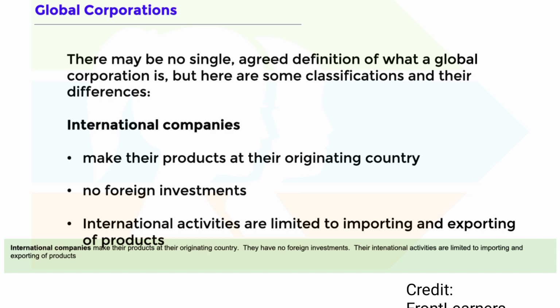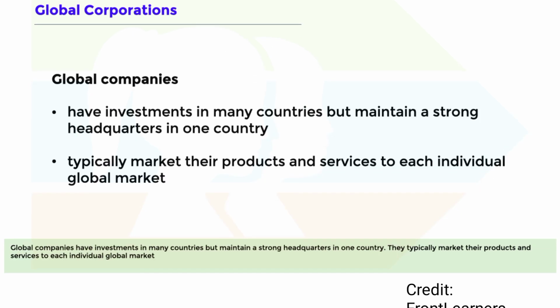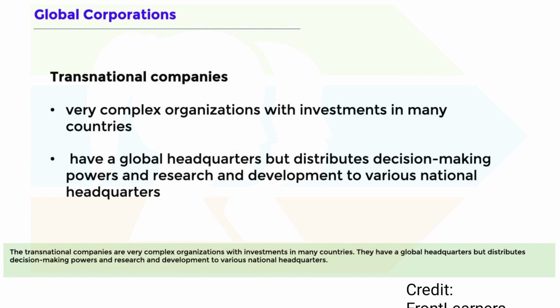Global companies have investments in many countries but maintain a strong headquarters in one country. They typically market their products and services to each individual global market. The transnational companies are very complex organizations with investments in many countries. They have a global headquarters but distribute decision-making powers and research and development to various national headquarters.